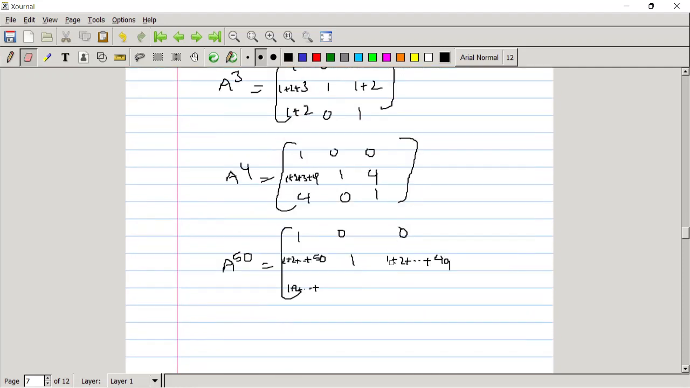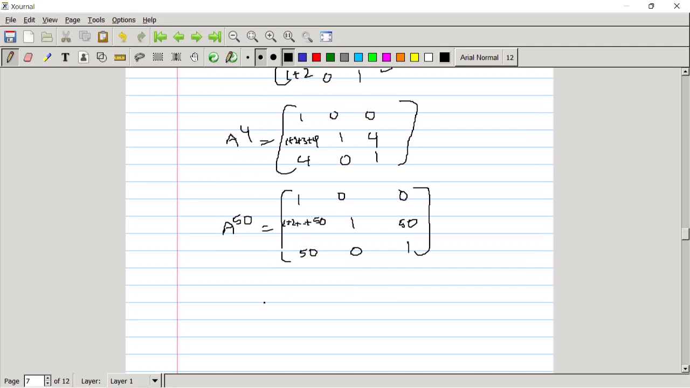So from this, by similarity, we will get this is 49. So this is 50, this is 50, this is 0, 1. We have the formula for the first n natural numbers, that is nothing but n into n plus 1 divided by 2. From that we get this is equal to 50 into 51 by 2, that is nothing but 50 into 51.